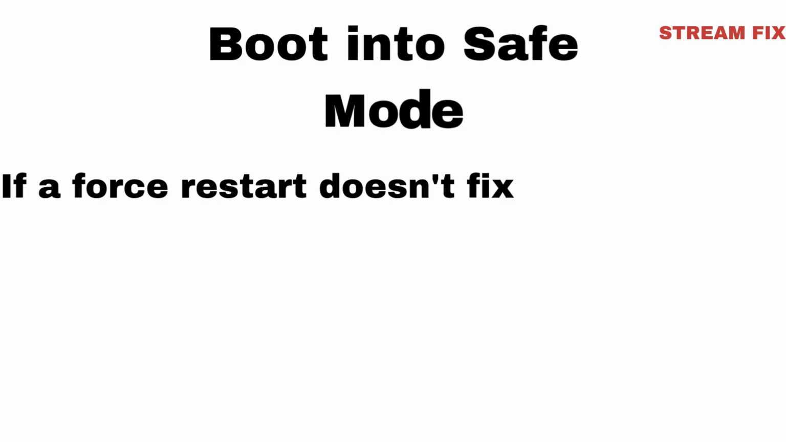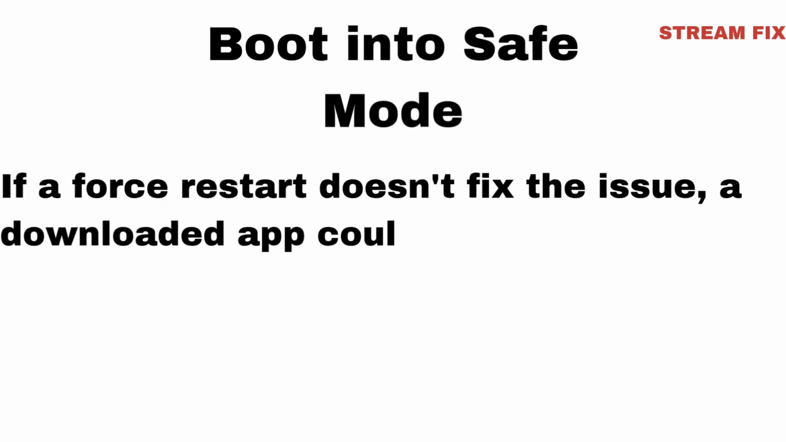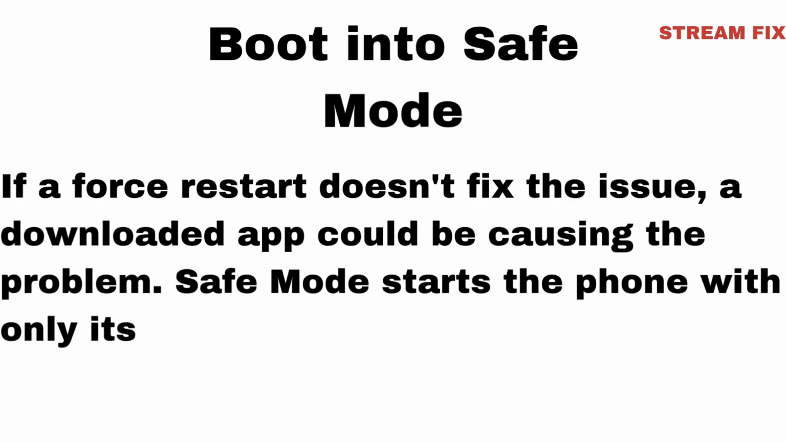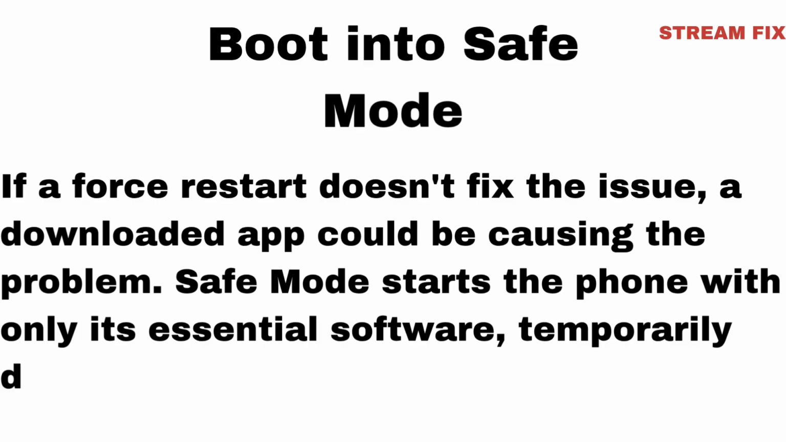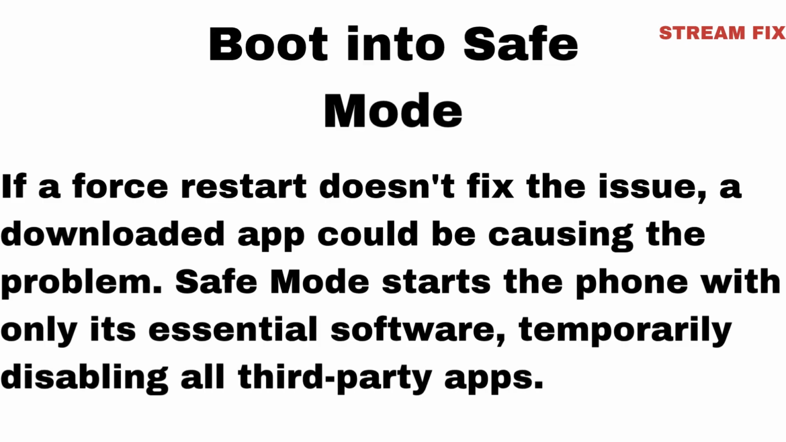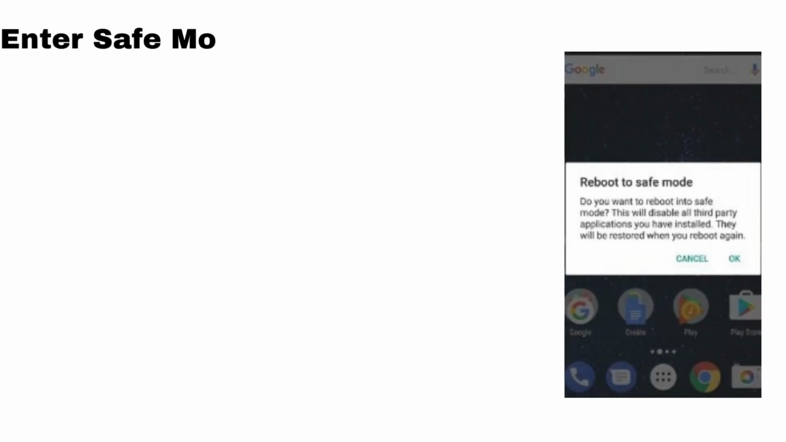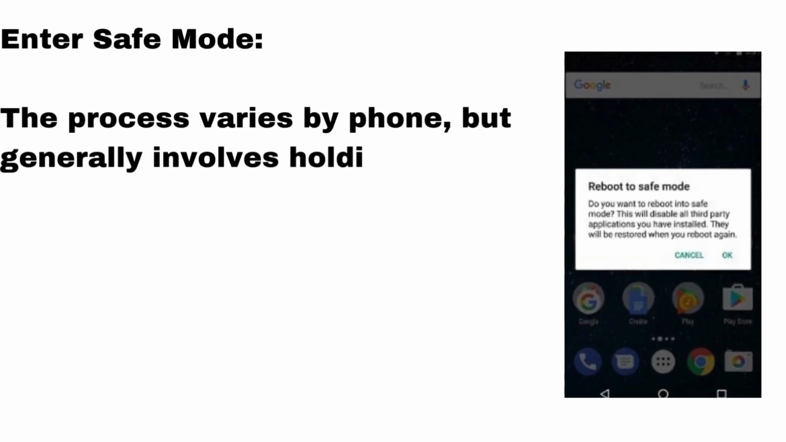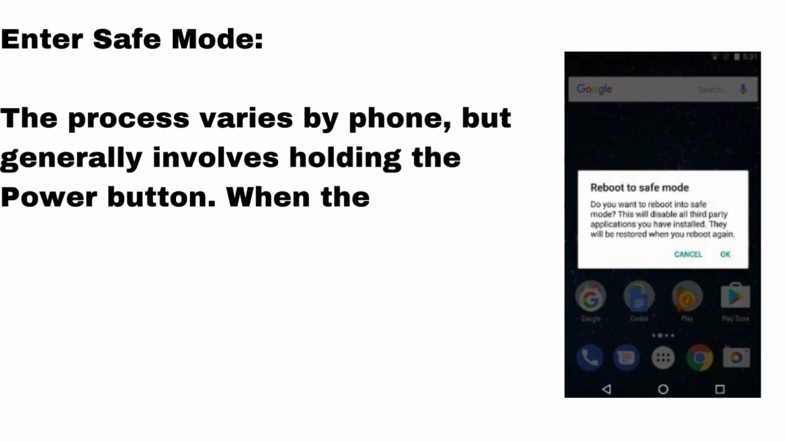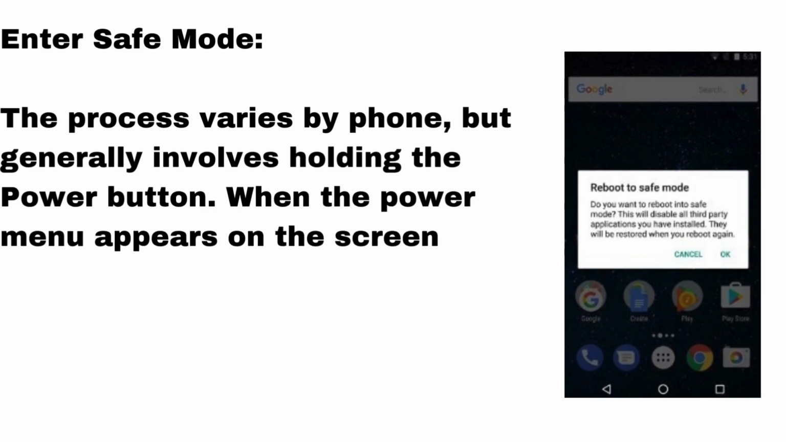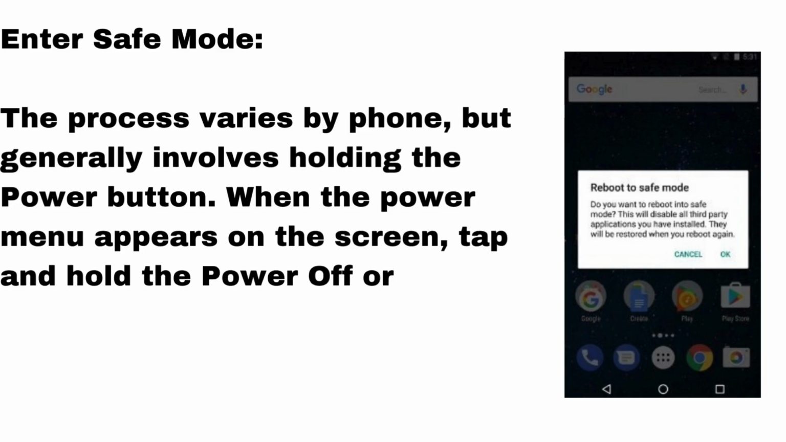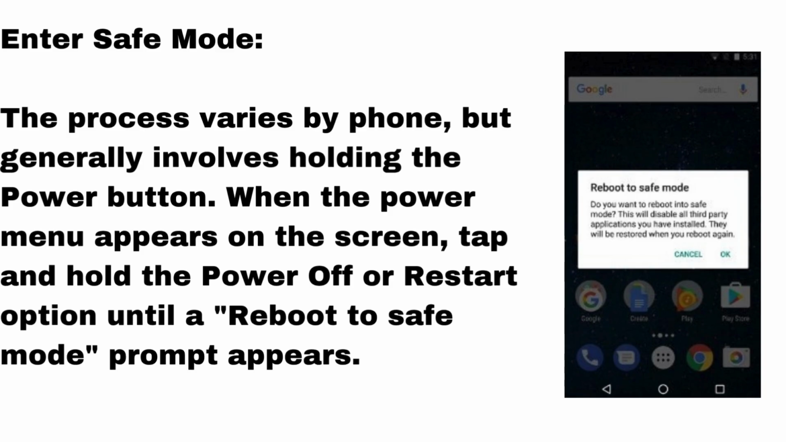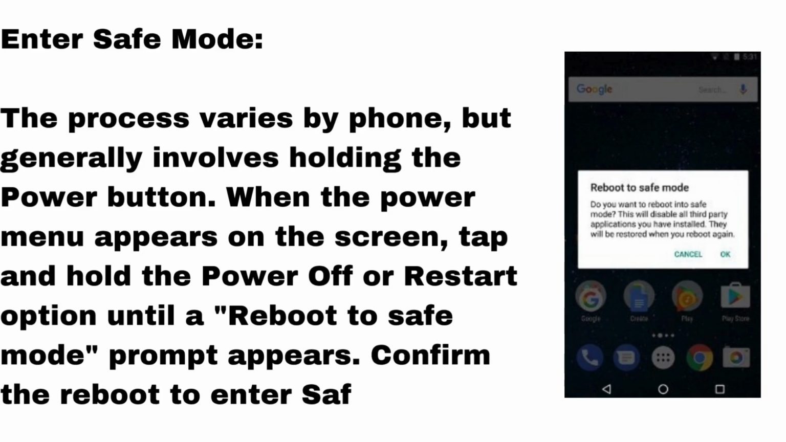If a force restart doesn't fix the issue, a downloaded app could be causing the problem. Safe mode starts the phone with only its essential software, temporarily disabling all third-party apps. Enter safe mode. The process varies by phone, but generally involves holding the power button. When the power menu appears on the screen, tap and hold the power off or restart option until a reboot to safe mode prompt appears.